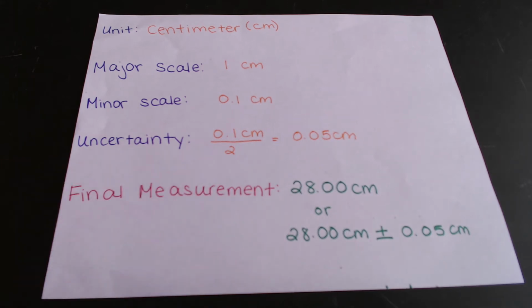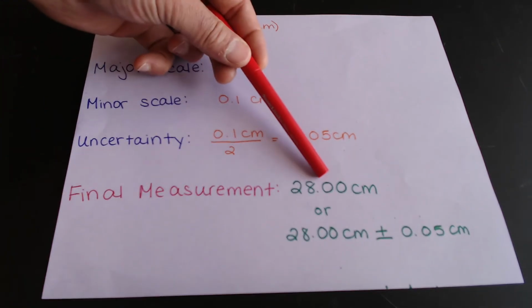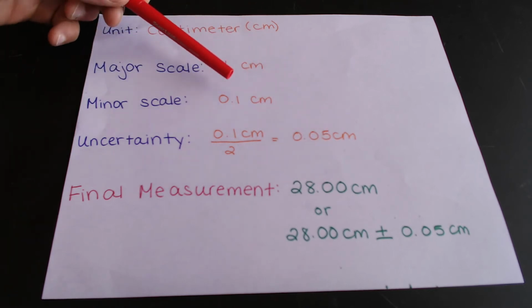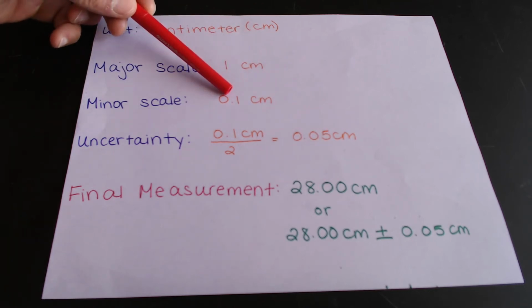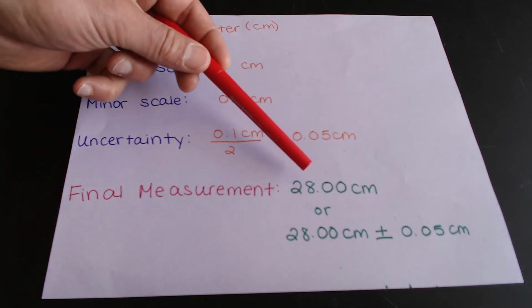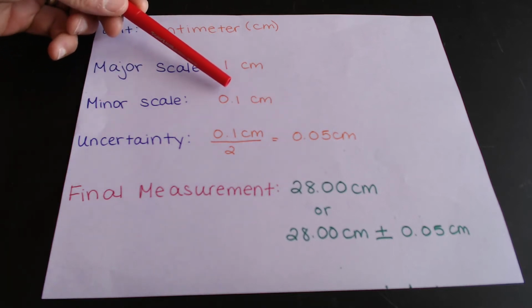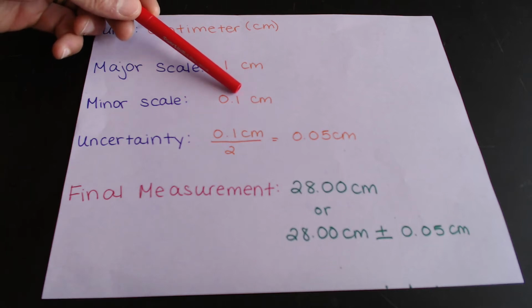28.00 centimeters. You say, well, where did these zeros at the end come from? Why don't we just say 28 centimeters and leave it at that, no decimal points? The reason for that: the first 0, let me grab my pen here, the first 0 reflects the minor scale, right? You're telling your reader that you used a measuring device that can measure to this place value, and that was a mark on the ruler.